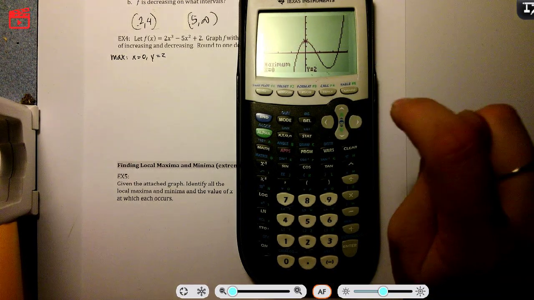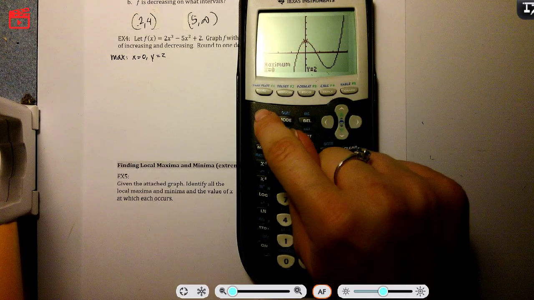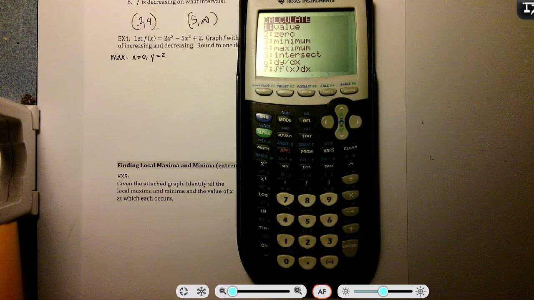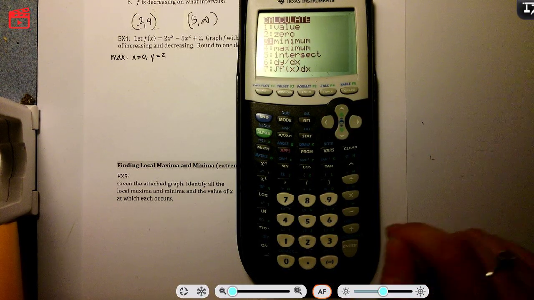Let's go ahead and find the point for the minimum. Same thing, I'm going to do second trace. And let's go to minimum, 3. Hit enter.